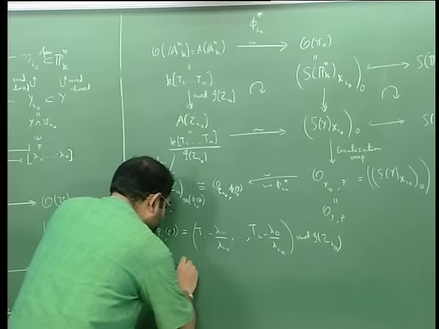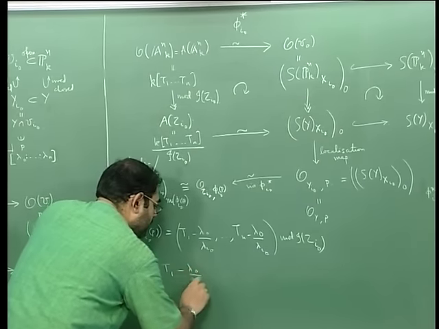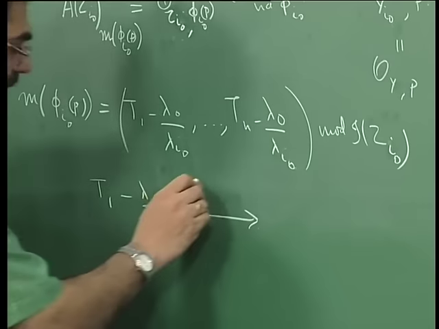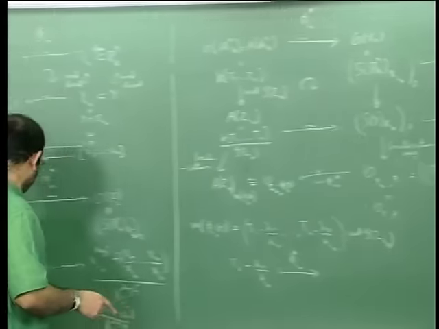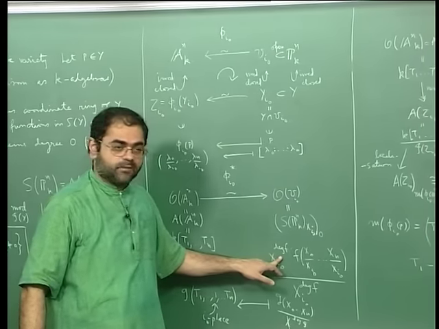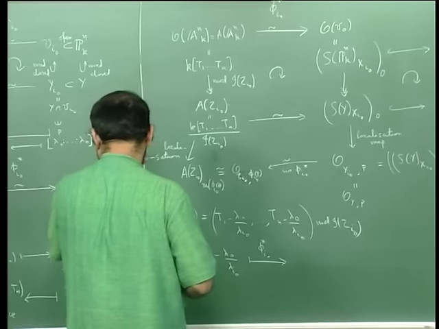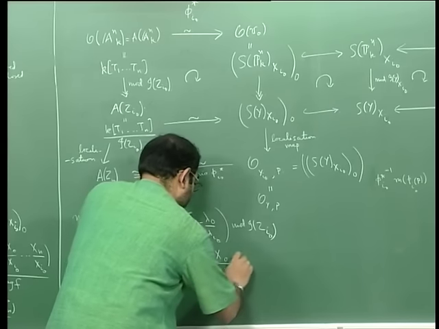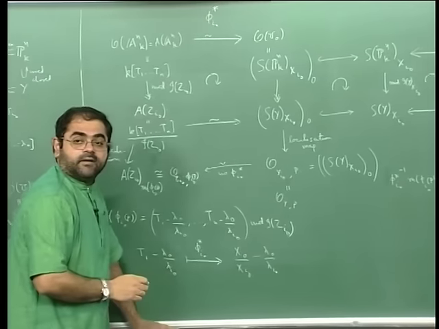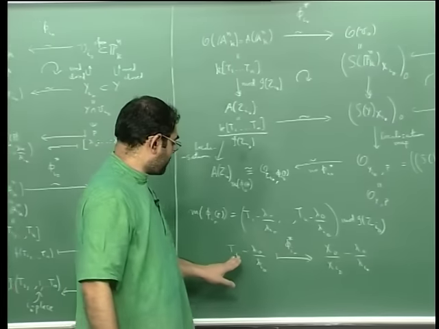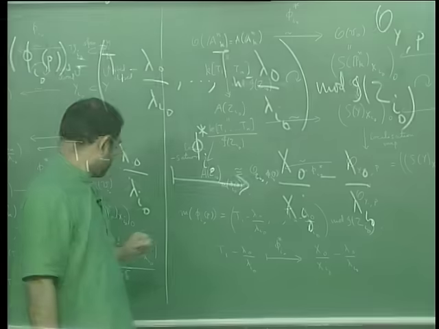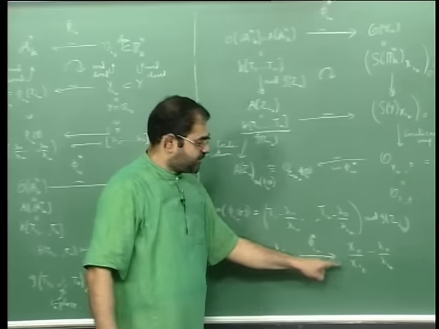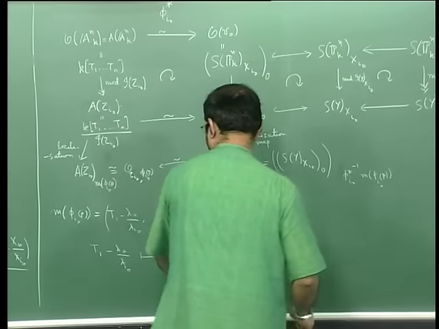And if I take each of these elements like t_1 minus lambda_0 by lambda_i0, and take its image under the map induced by phi_i0 star, what I will get is this. This map is just homogenization with respect to x_i0. So I will simply get x_0 by x_i0 minus lambda_0 by lambda_i0. I'm supposed to homogenize it with respect to x_i0 and then divide out by the same power of x_i0. So this is what I'll get.